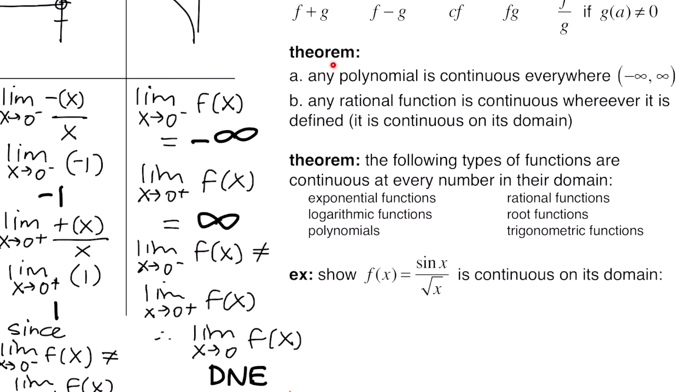Then we have this following theorem. It says any polynomial is continuous everywhere. So that would be from negative infinity to positive infinity. We also have that any rational function is continuous wherever it is defined. That means it's continuous on its domain.